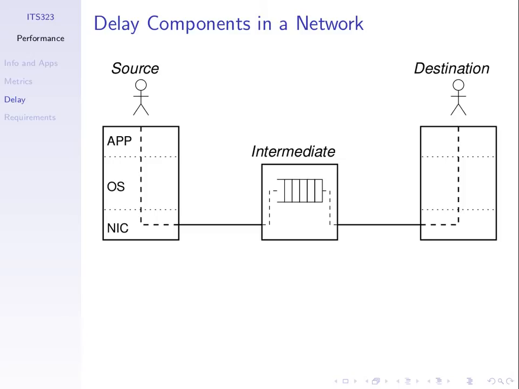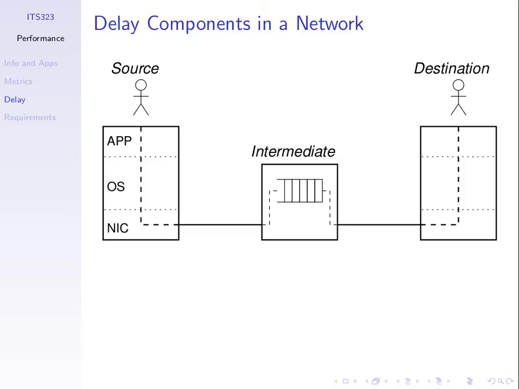Similar concepts would apply. The difference, so the source, the user creates the data, application processes, sends through, it's going to send across the first link. This intermediate device will receive, do some processing, and I've tried to draw a queue here where the data has to maybe wait in the queue. Why would it do that?